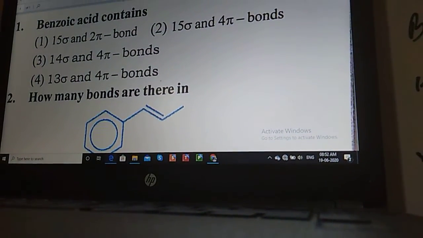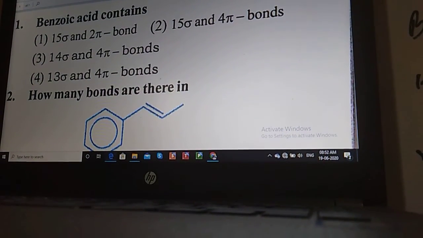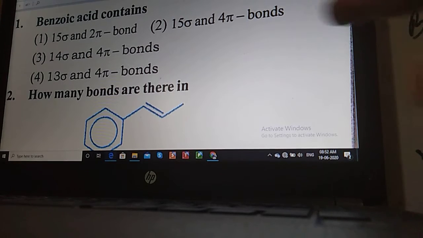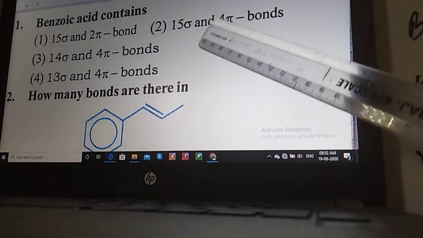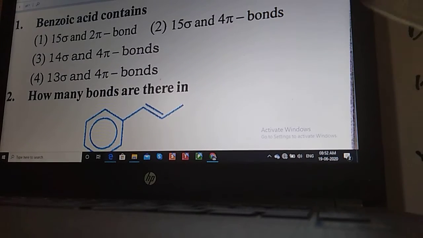Let us check the options on the slide on the screen. Which option is it? 15 sigma bonds, 4 pi bonds. So option number 2 is the correct option. You can check that option number 2 has 15 sigma bonds and 4 pi bonds.